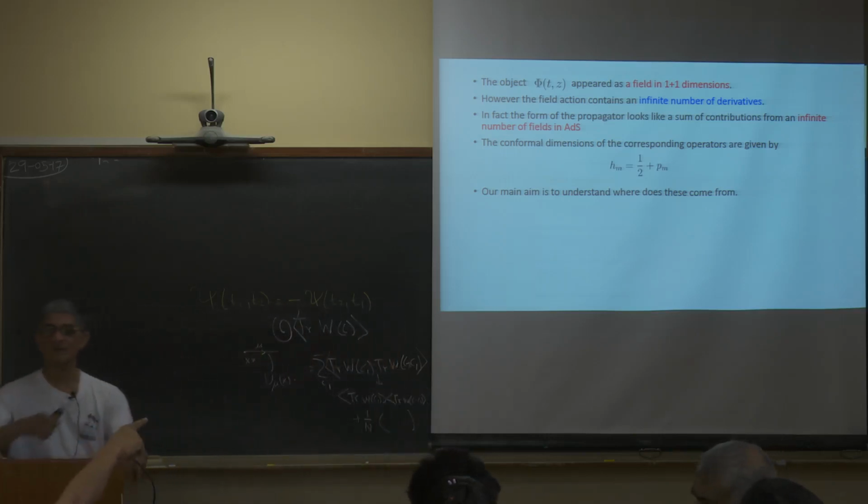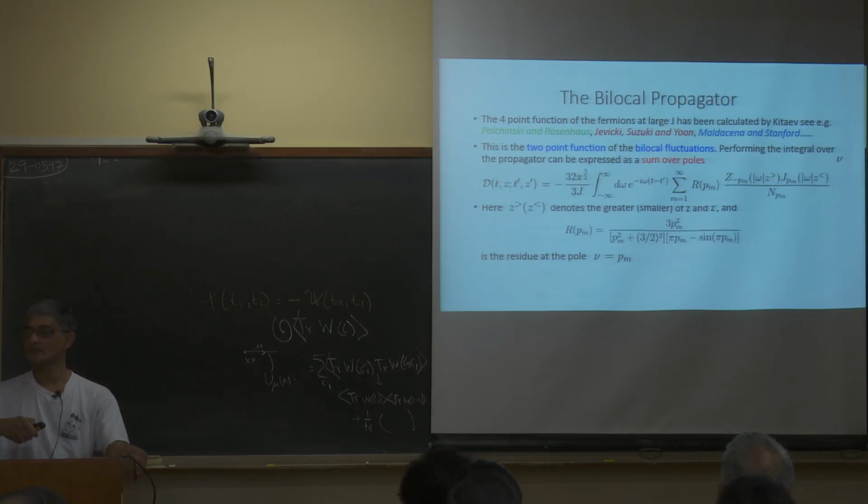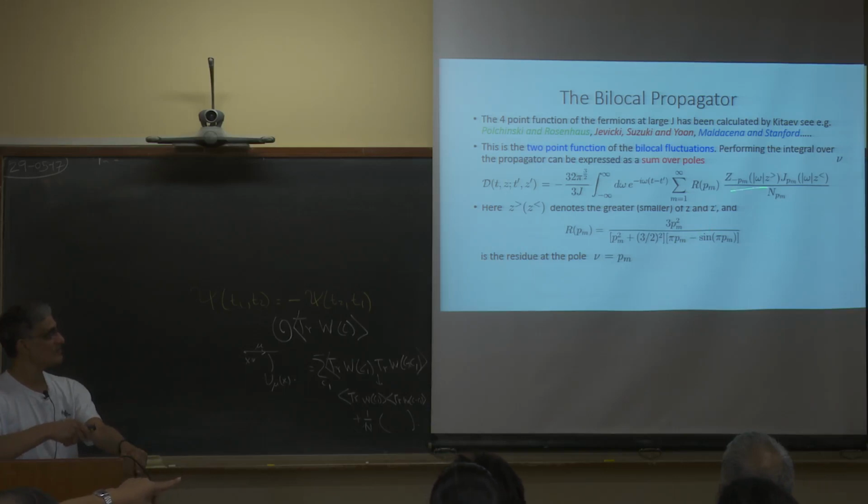Can you explain this a little bit more, going back to the previous slide? Yeah, so this is the propagator for the phi. The R_m are functions of p_m, which is written here. They come from the residues of the pole, so the poles are at nu equal to p_m.